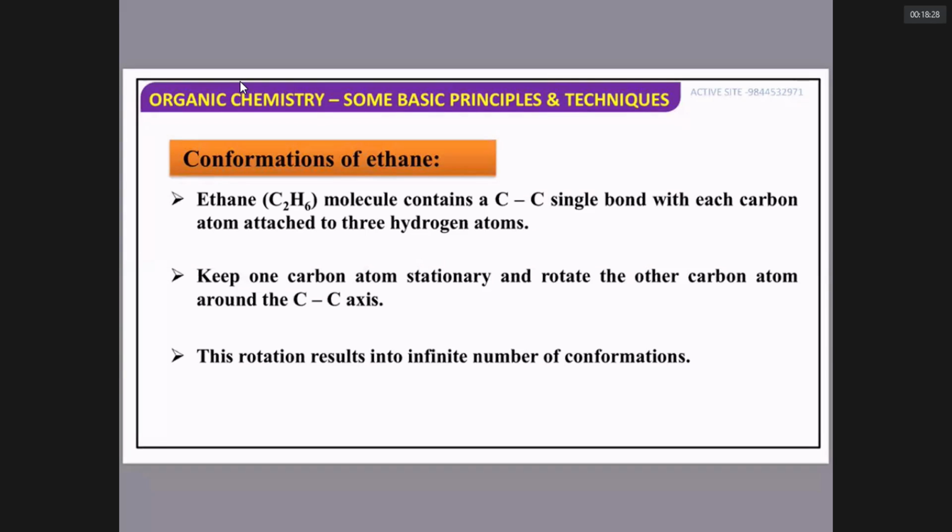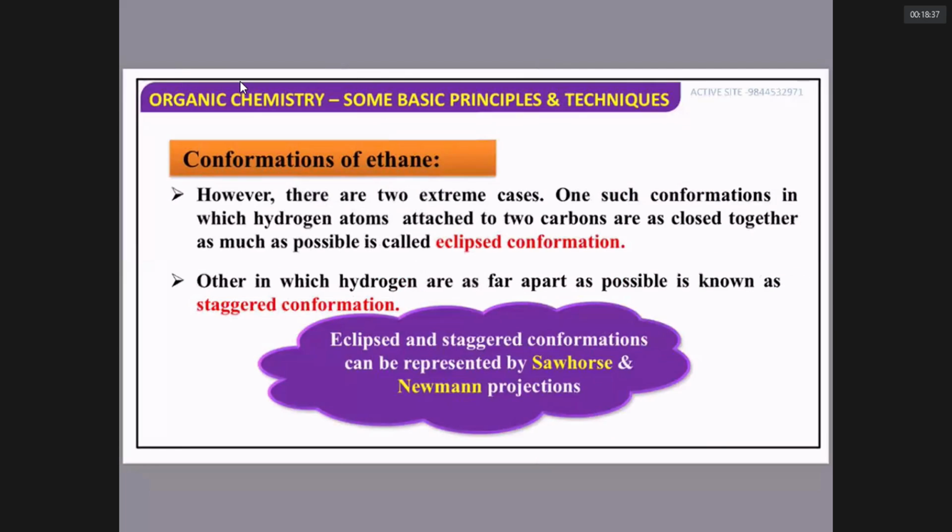If there is no C-C bond, there is no conformer. Keep one carbon atom stationary and rotate the other carbon atom. This rotation results in an infinite number of conformers. There are two extreme cases. One is the conformation in which the hydrogen atoms attached to the two carbons are as close as possible, called eclipsed. As far away as possible is called staggered.